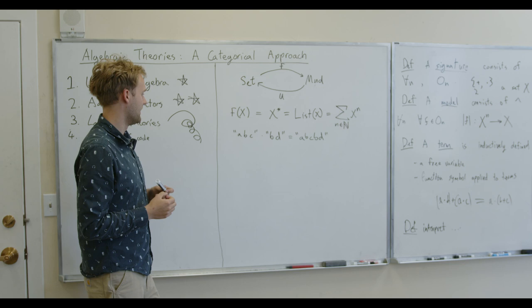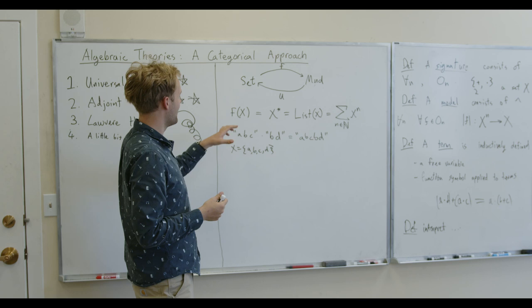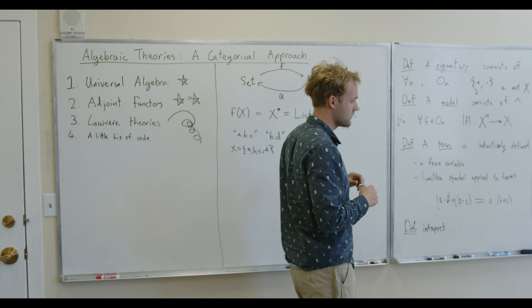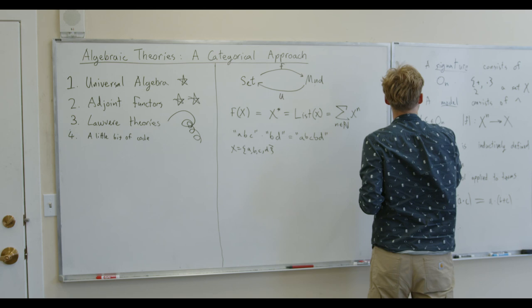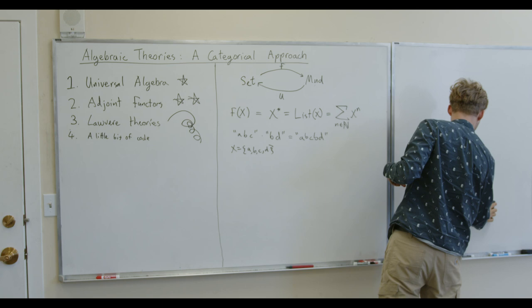If we start with X equals A, C, D. So now this is a pair of adjoint functors, and we're going to learn three different definitions for this. Concept so nice, he defined it thrice.